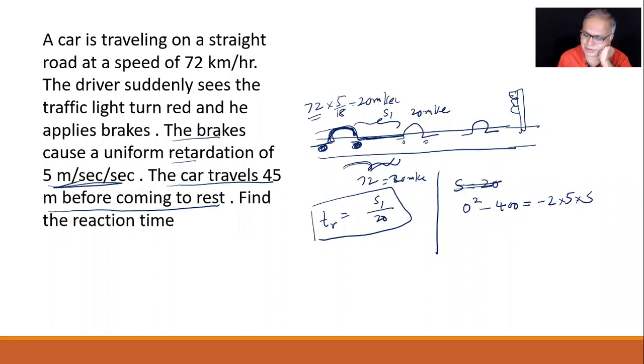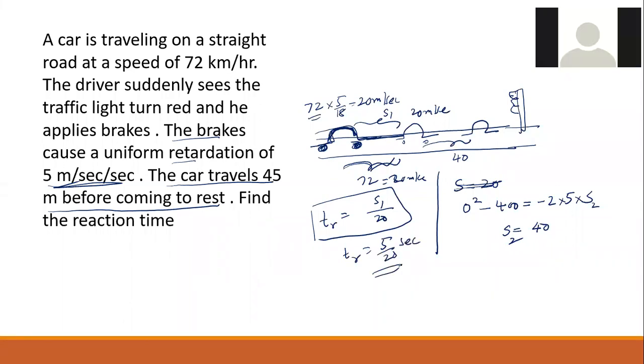So S here is how much? S2, let me say, 45 minus S1. This is how much? 40, yeah? So this total is 45, this is 40. So the distance here is 5. So T reaction equals 5 by 20. Is it all right, children?